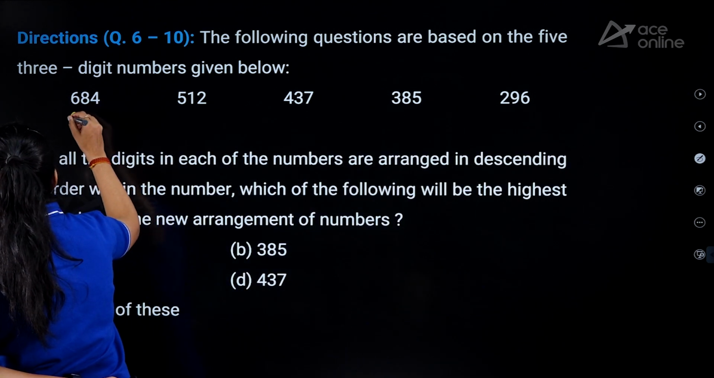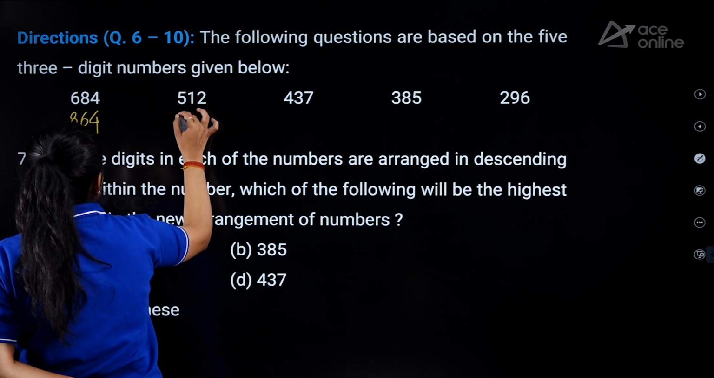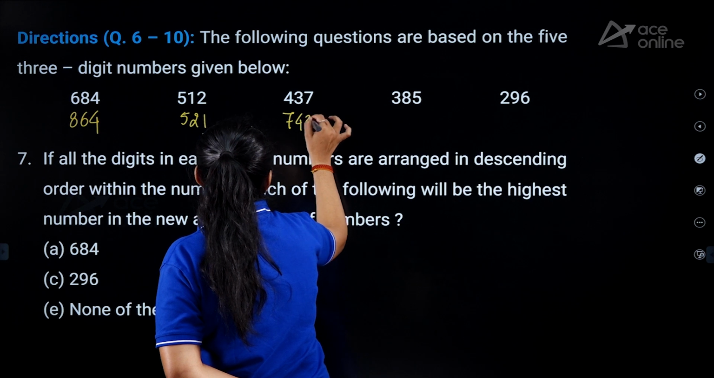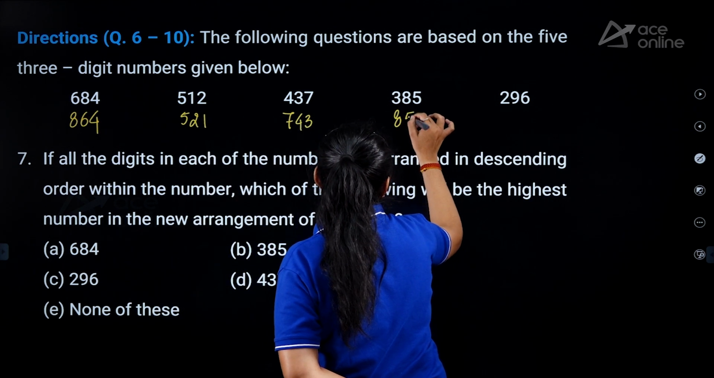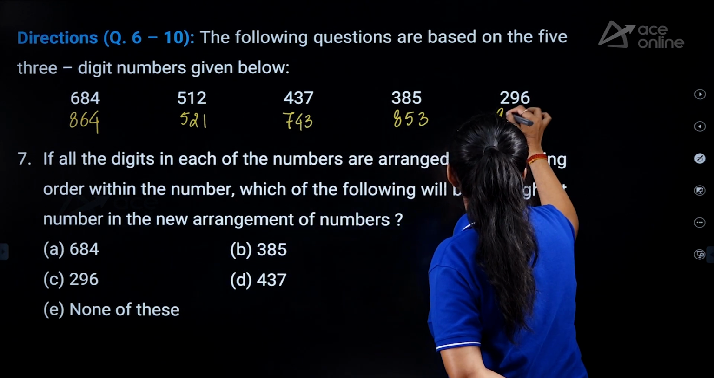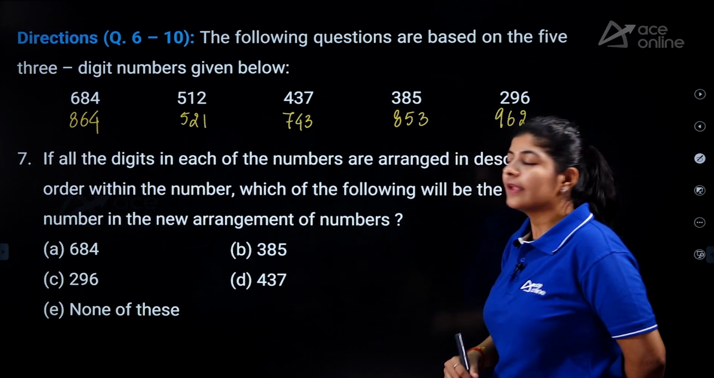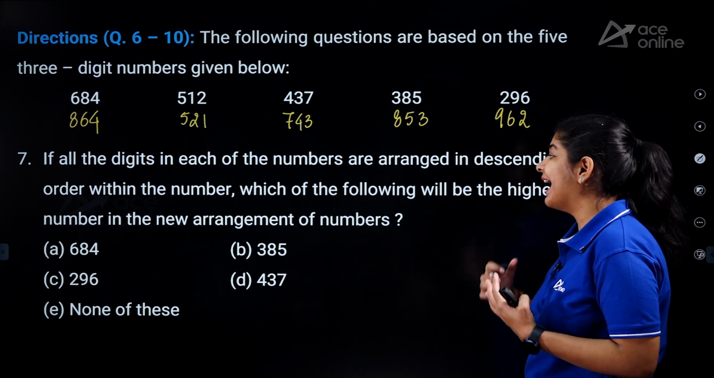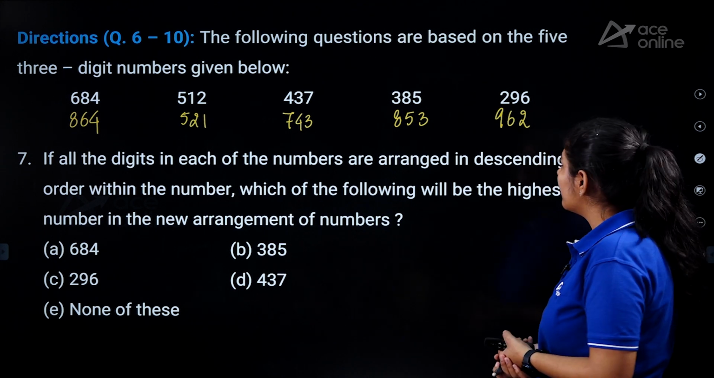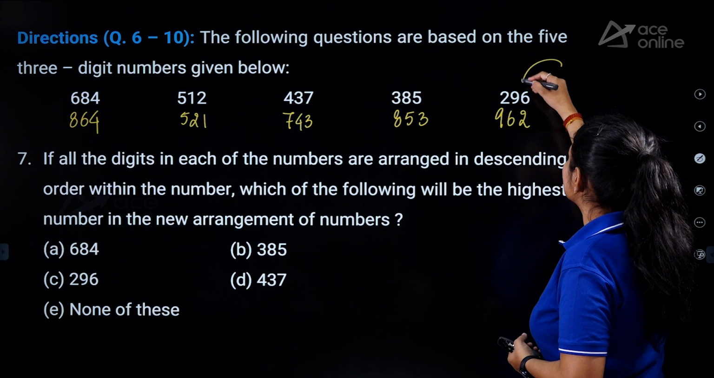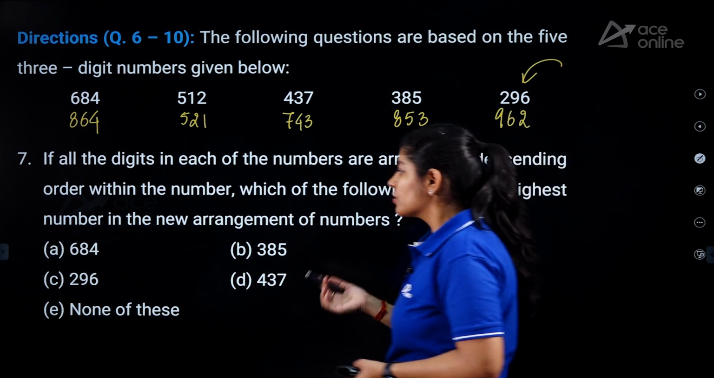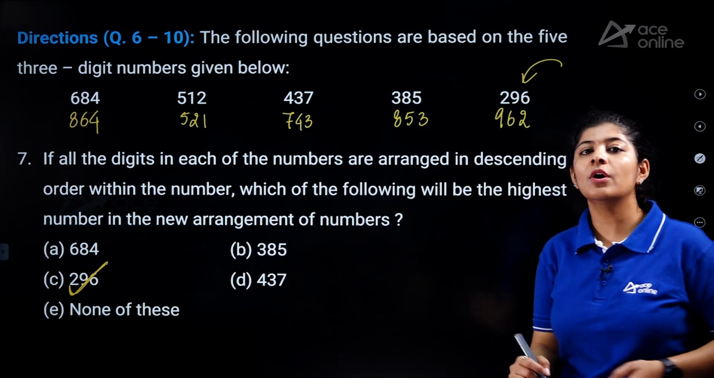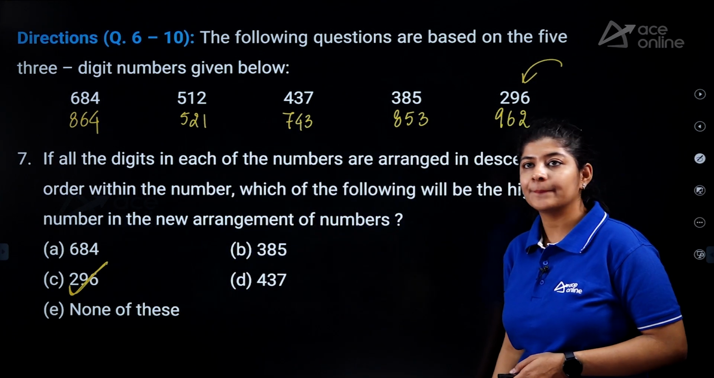Here we can write it as 864. Here we can write it as 521. Here we can write it as 743. Here we can write it as 853. Here we can write it as 962. Right? Now what we have to find out is the highest number. If we see that, we can easily identify this one is the highest number. So the correct answer over here is option number C. Next.